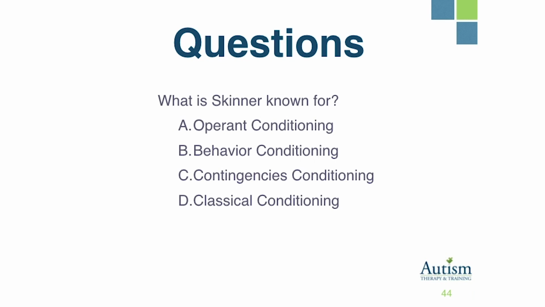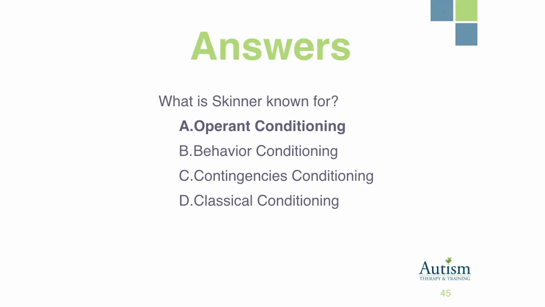What is Skinner known for? A. Operant conditioning, B. Behavior conditioning, C. Contingencies conditioning, or D. Classical conditioning? And the correct response is A.